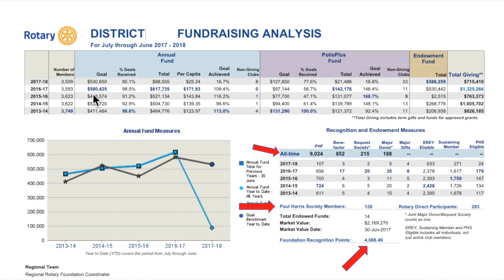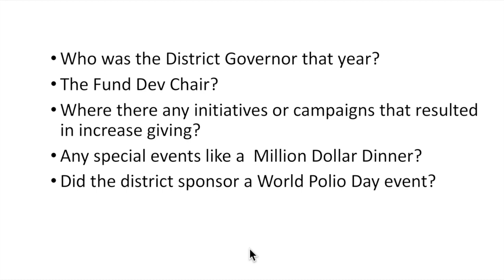You'll also notice on here that there are bold numbers that appear. What that means is the staff has indicated the 5-year highs in each of those categories for you. And for me, that brings up a question, and the usefulness of this report is that I start thinking: who was the district governor that year? Who was the fund development chair? Were there any initiatives or campaigns that resulted in increased giving in that year in that category? Did you have any special events like a $1 million dinner? Did the district sponsor a World Polio Day event? Something to that effect.